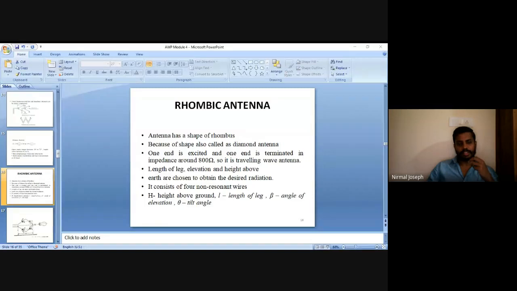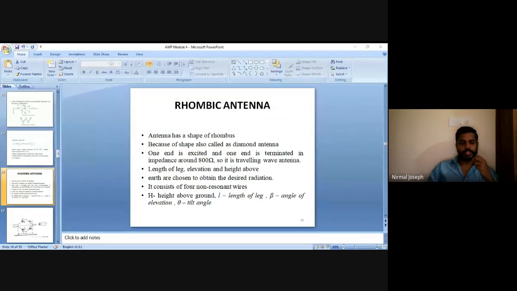What is a resonant antenna? In a resonant antenna there will be a standing wave. It won't be terminated at any resistance, there won't be any resistance at the end, so there will be a reflected wave. That reflected wave with the ongoing wave will produce a standing wave within the antenna. So that is a resonant antenna.